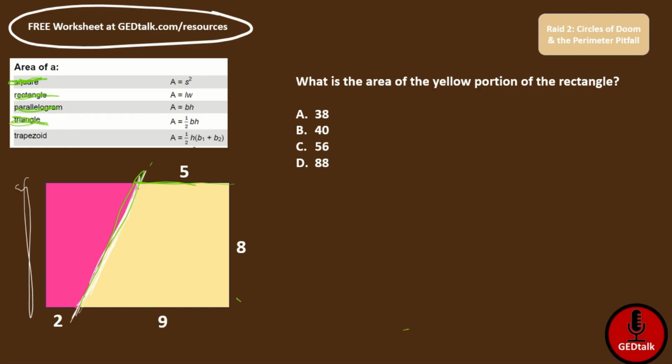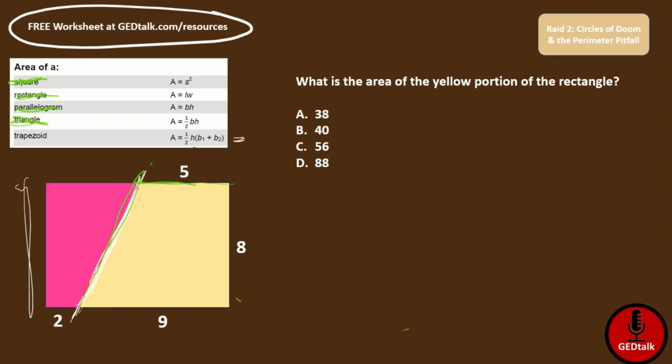And remember, a trapezoid is a four-sided figure with exactly one pair of parallel sides. And we have exactly one pair of parallel sides, so we know that it's going to be the trapezoid formula we're going to use to figure out this problem. So we see the formula right down here, and I know that the area is going to equal 1/2 the height times base 1 plus base 2.